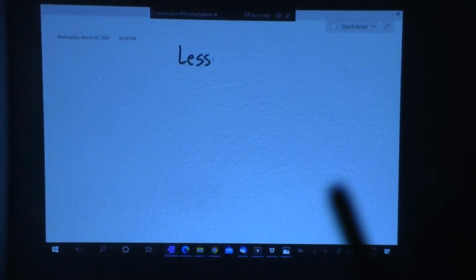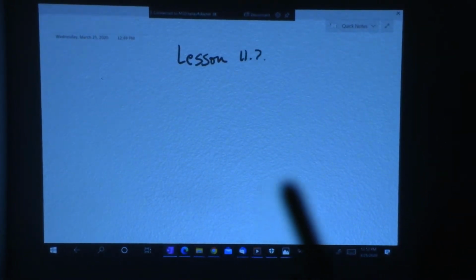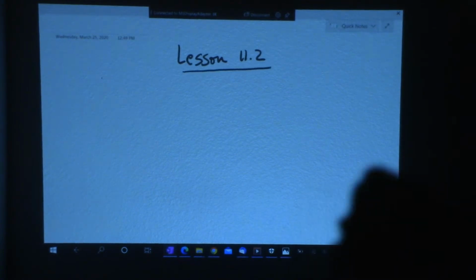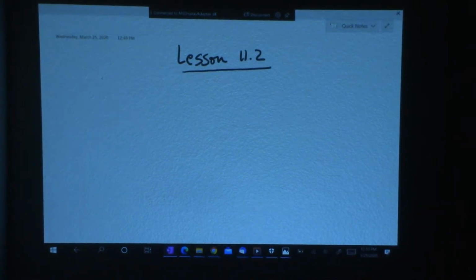Okay, so let's get started. Today we're going to do lesson 11.2 and 11.3. So I'm going to move out of the picture now, and we will start taking notes on the projector. So take out a piece of paper and we're going to start on lesson 11.2. Alright, so this lesson is on the area of trapezoids, rhombuses, and kites.